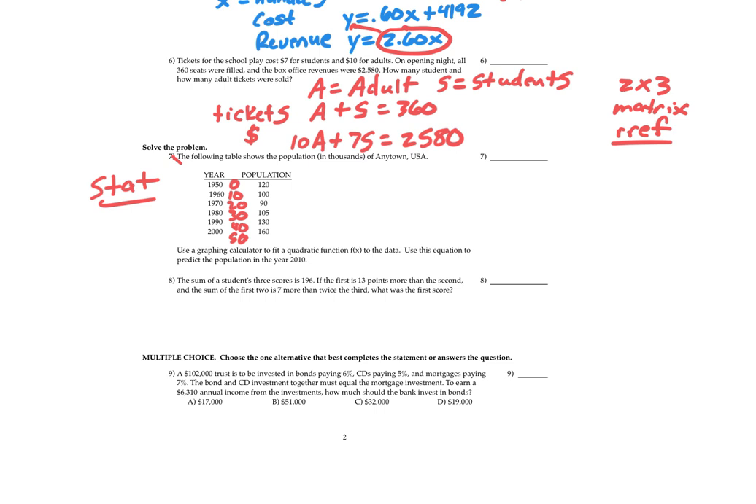And then we're going to go to stat. This is a quad reg equation because it says quadratic function. If you are on a Casio, it would be the x squared function.